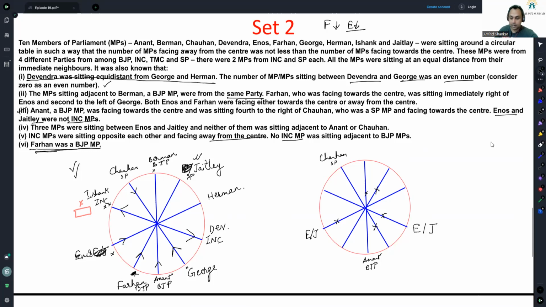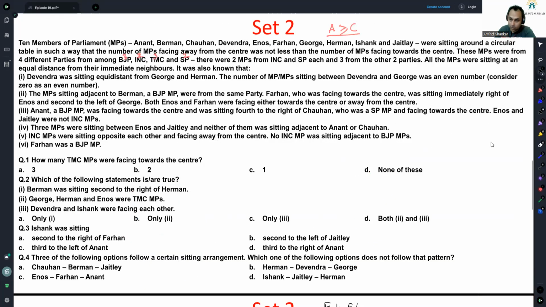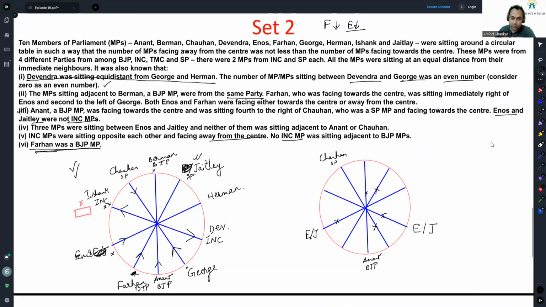Okay, another fun thing. Can you see, people who were looking away were supposed to be greater than or equal to those who are looking at the center? Number of people looking at the center has already turned to 5. So the people looking away from center also have to be 5. Orientation also we know. Additionally, we have 3 BJP MPs, 2 INC MPs, 2 SP MPs. The only party that is left is TMC. Now we can get to individual questions. We have orientation, name, party, everything.